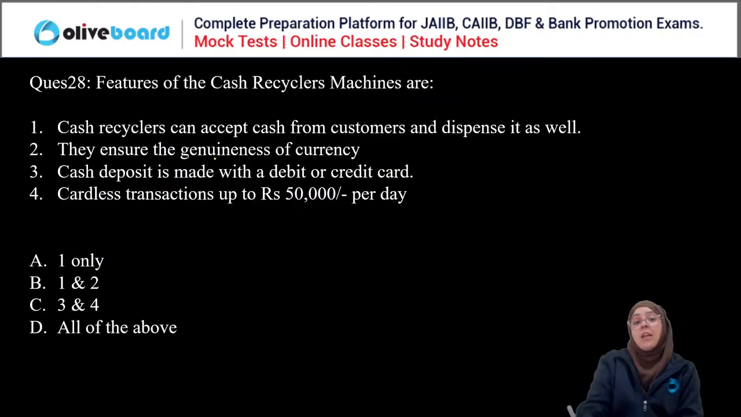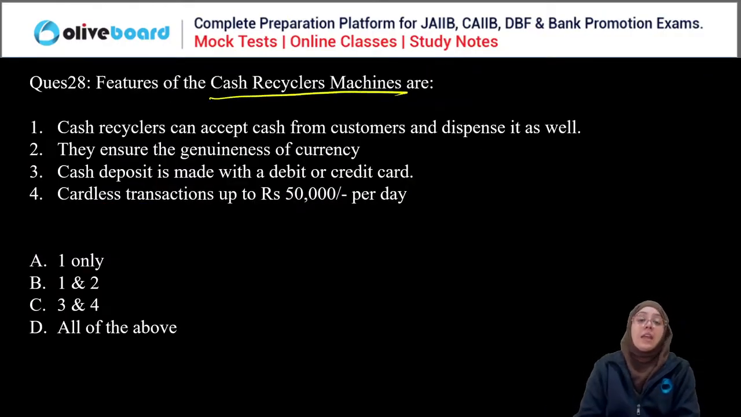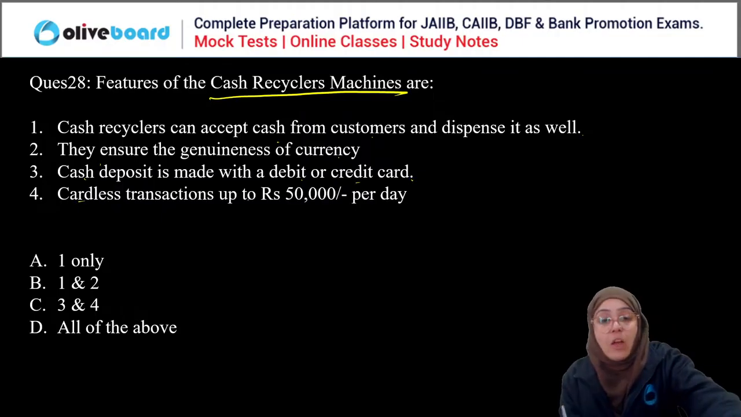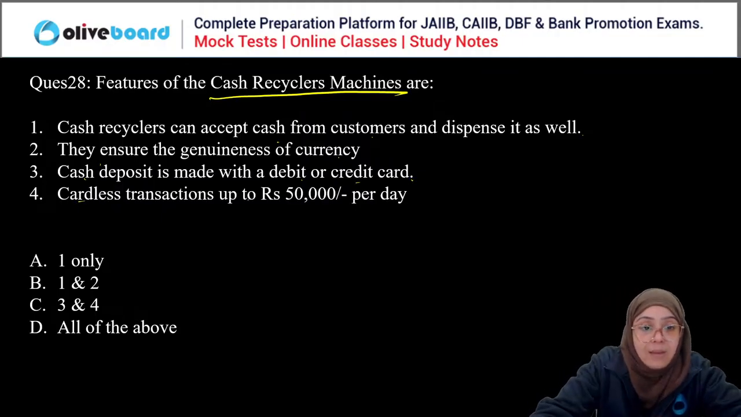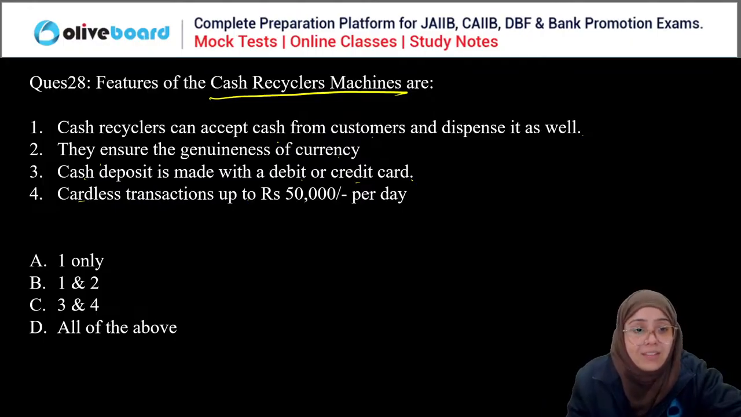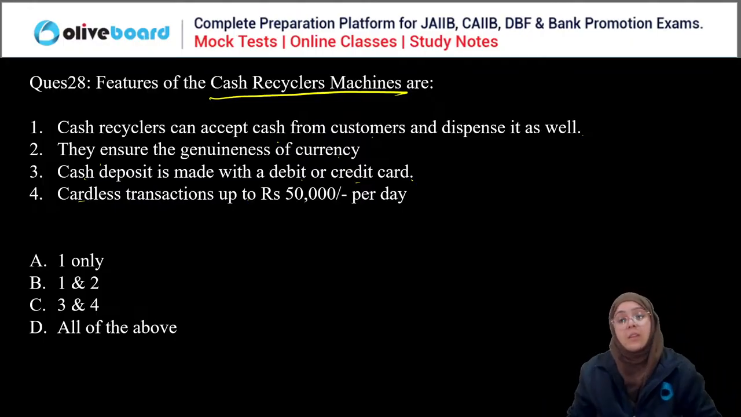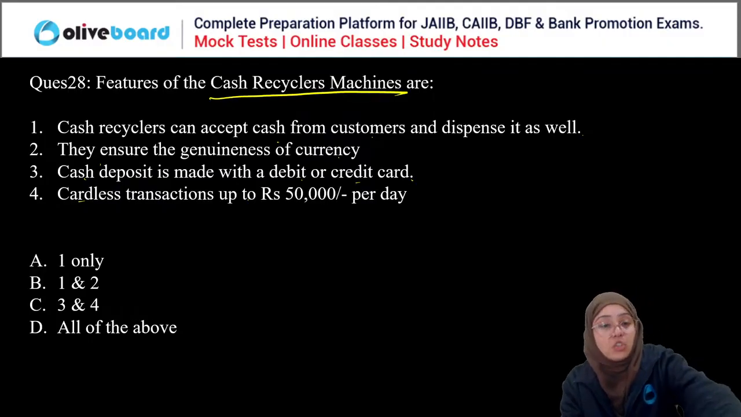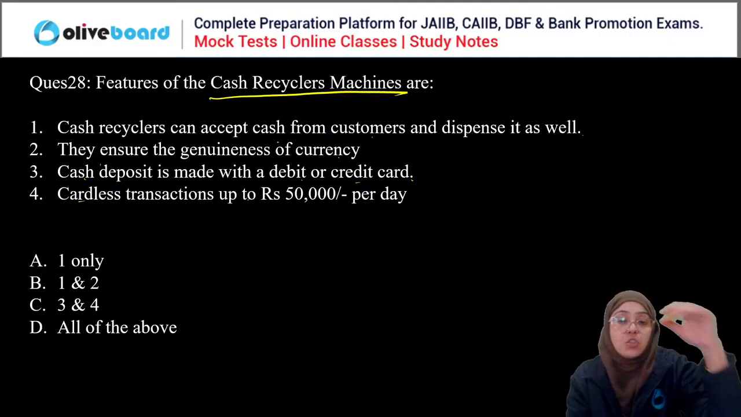Done. Next question. Features of a cash recycler machine. Cash recycler machines can accept cash from the customer and dispense it as well. They ensure the genuineness of the currency. Cash deposit is made via debit or credit card. Cardless transaction up to rupees 50,000 per day. Everyone, please answer this question. Very easy. We have to choose the correct statement regarding the cash recycler machines.